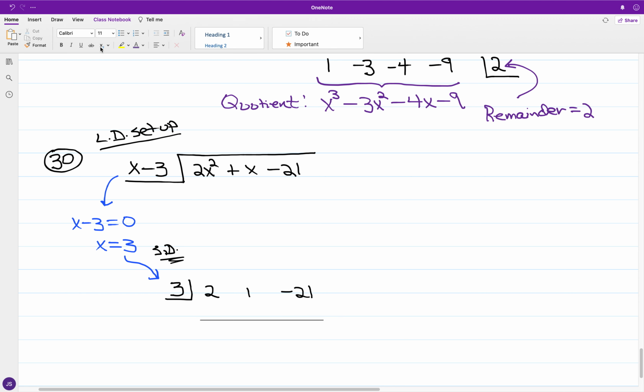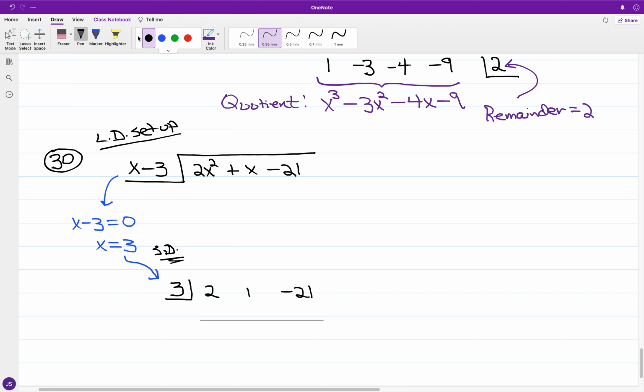Okay, so again, the leading coefficient we have is 2. If I bring this down, you get 3 times 2 is 6, situating 6 underneath the 1. So you have 1 plus 6 is 7. And then we have 3 times 7 is 21. Negative 21 plus 21 is 0. So you're going to have perfect divisibility. X minus 3 will go completely into 2x squared plus x minus 21 since the remainder is 0.